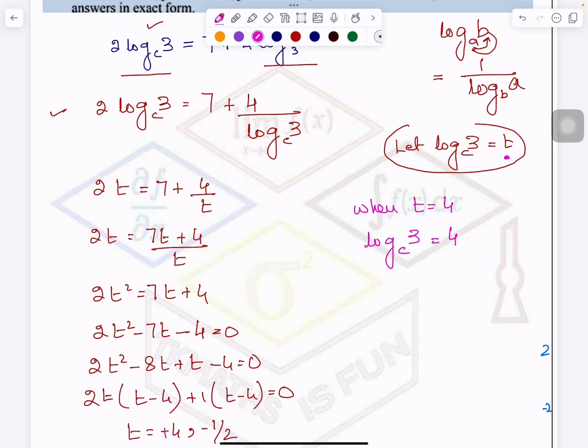And how do we change log form into index form? You remember, na? 3 is equal to c power 4. So then you will take the 4th root of 3 is equal to c. This is your one answer.